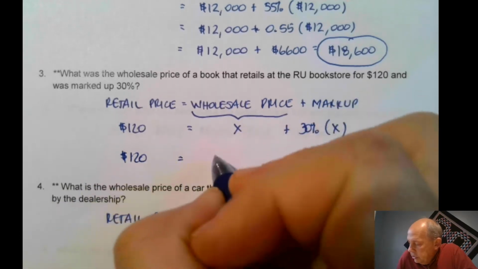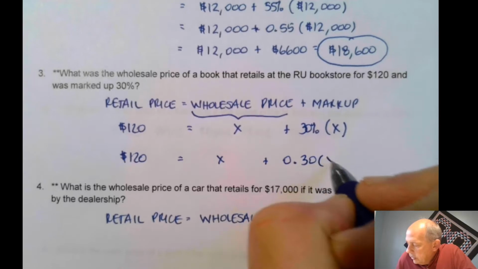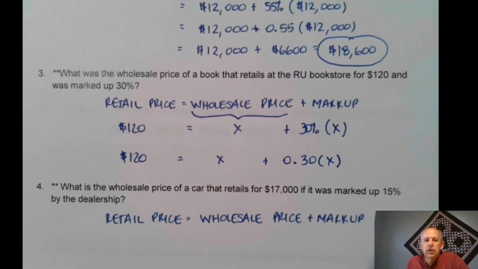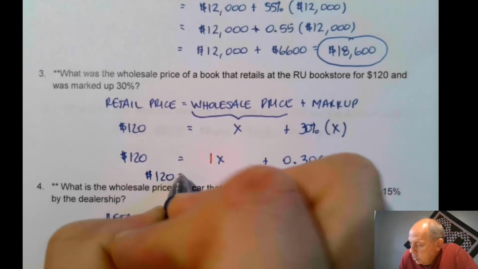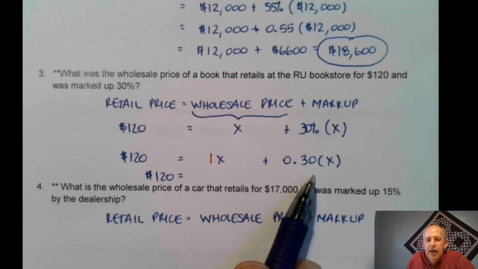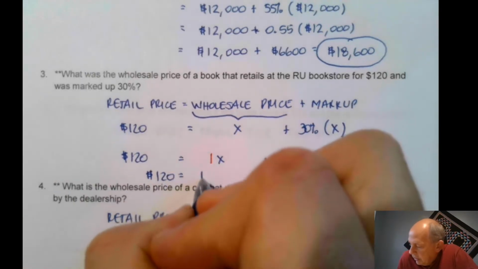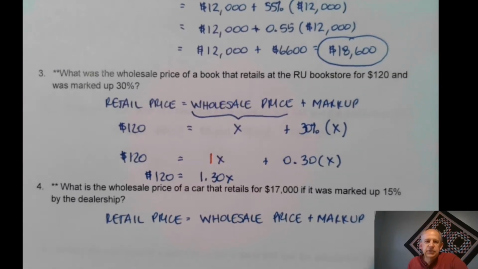So I have 120 is equal to X plus 0.30X right there. Now, what I have to remember is that there is a 1 in front of that X value as my coefficient. So I have 120 is equal to 1 plus 0.30x. 1x plus 0.30x is 1.30 times x.